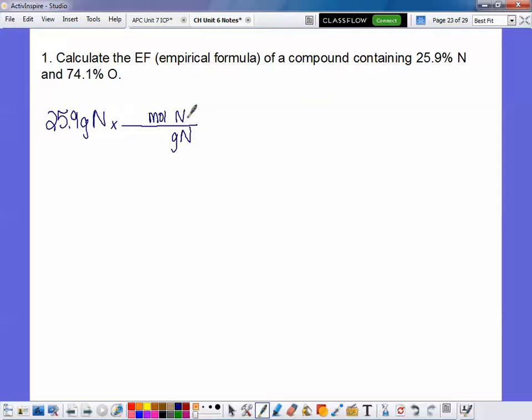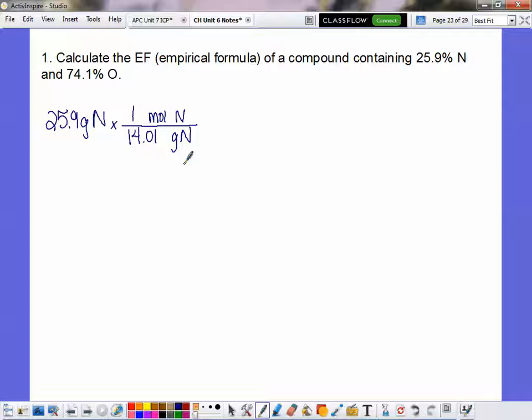When we set it up, what number goes with moles? 1. And the number that goes with grams is whatever the atomic mass of nitrogen is on the periodic table, rounded to 2 decimal places, which is 14.01. Now let me set up the next one, and then we'll talk about sig figs.